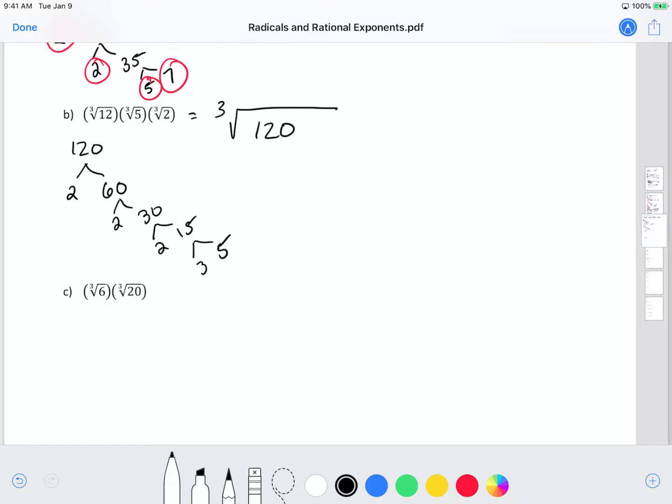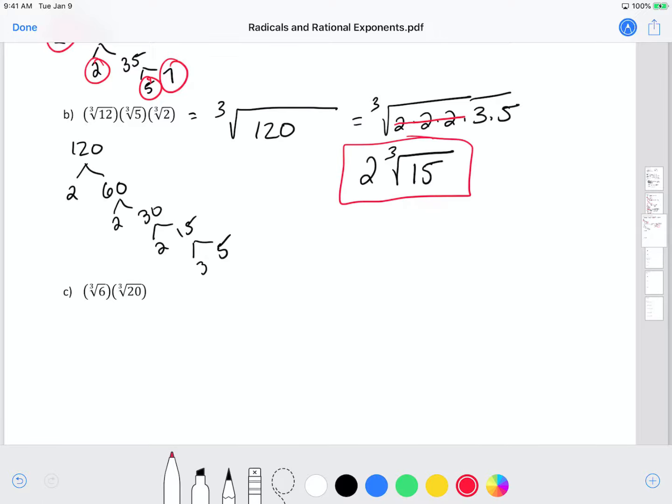So my factorization for 120 is 2 times 2 times 2 times 3 times 5. Because this is the cubed root, I'm looking for numbers that are in groups of 3's. Every time I see a group of 3 of the same number, I can pull it outside the radical as one of those numbers. So I have 3 2's under there, so I can pull those 3 2's out on the outside as 1 2. And what's left is 3 times 5 underneath, which is 15. So my final answer is 2 cubed roots of 15.